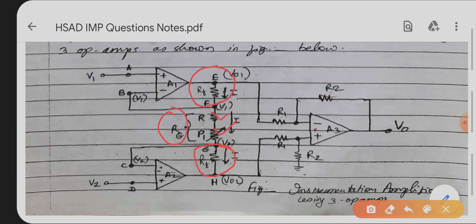Okay, in the second half, R1 and R1 have the same values, input registers having equal values, therefore denoted by R1. This feedback register R2 and the other one again have the same value, therefore denoted with the same nomenclature, R2. So the circuit description is clear now.